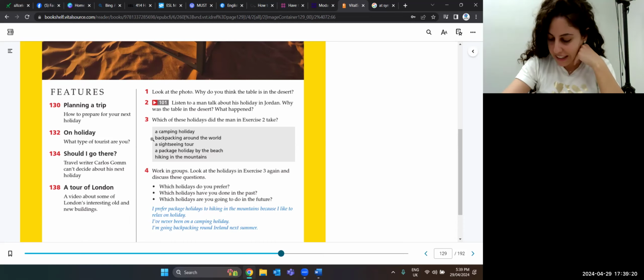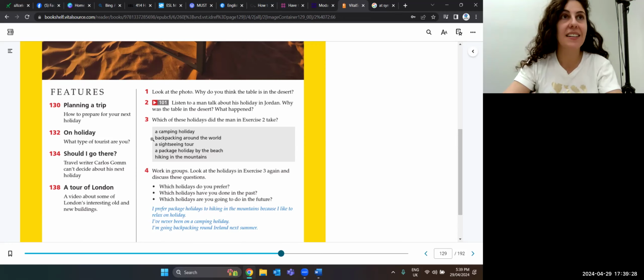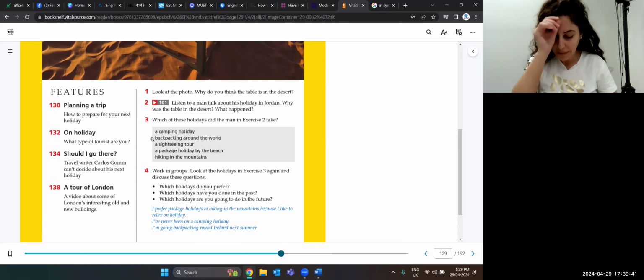Now, we heard that he said that he has a gap year. Now, a gap year is 1 year when you finish high school, and before you go straight away to university, you will travel. So it's a year between when you finish high school to before you go to university. It's called a gap year.